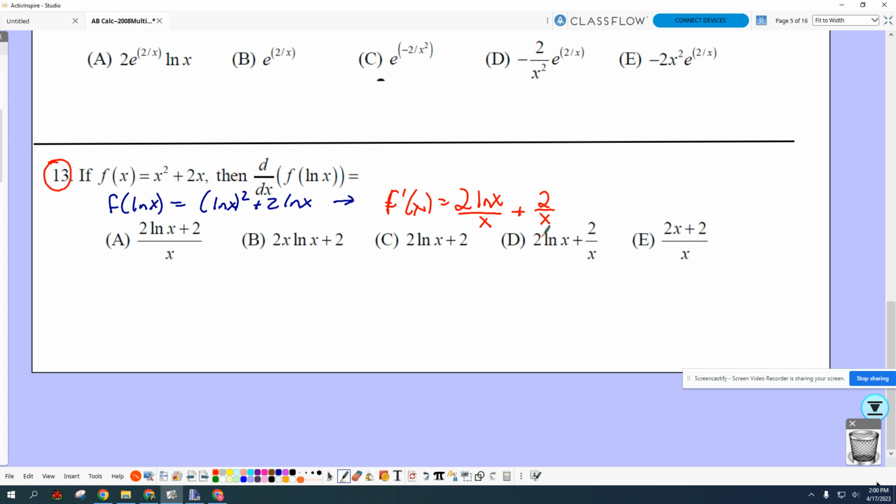Does anyone else have a different way of doing it? Well, if I didn't know what f was, the derivative of this is f prime of, leave that alone, times the derivative of the stuff inside.